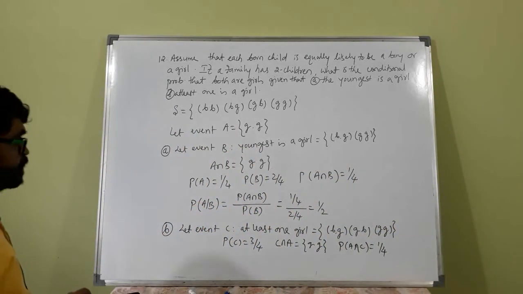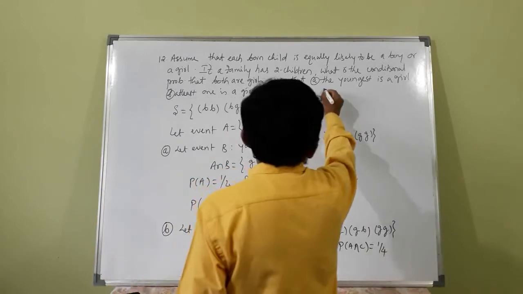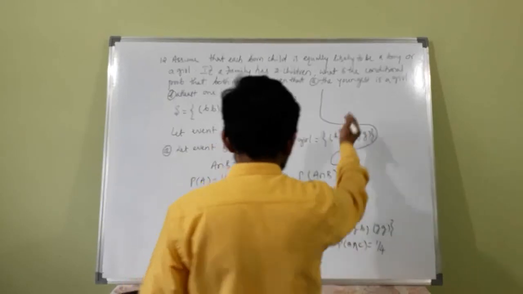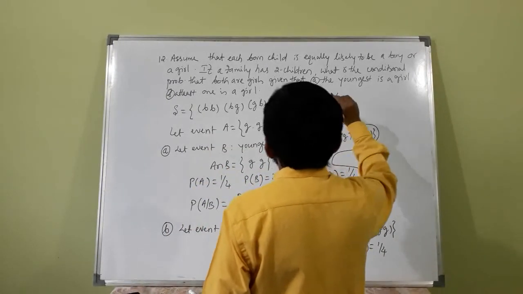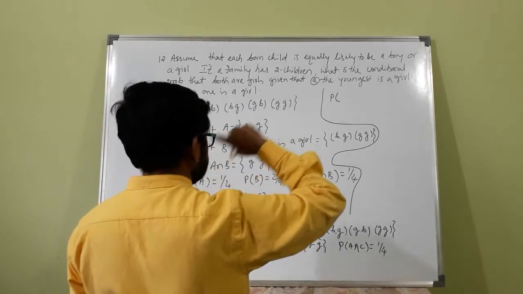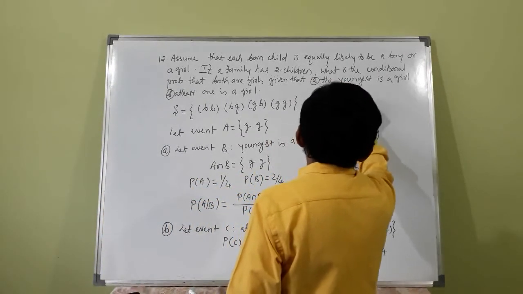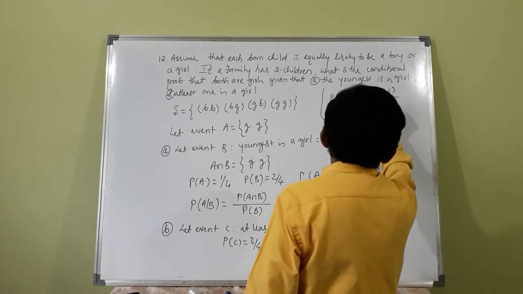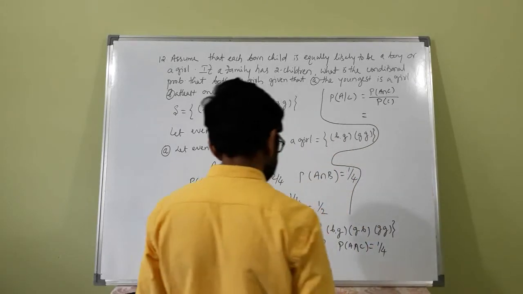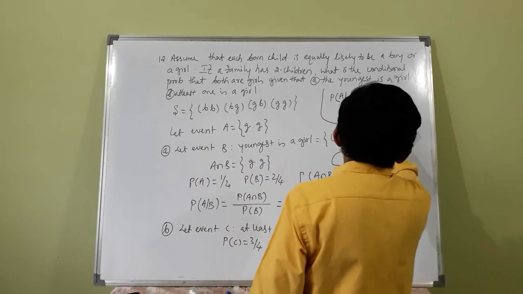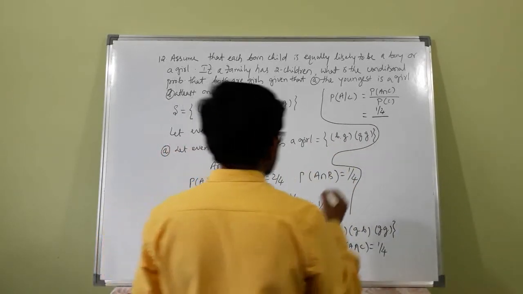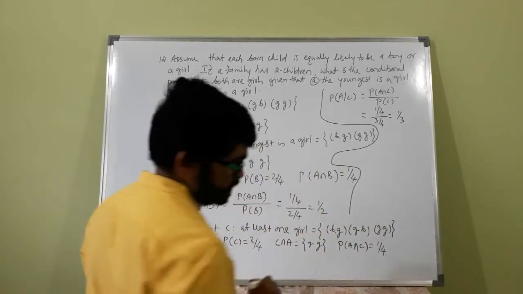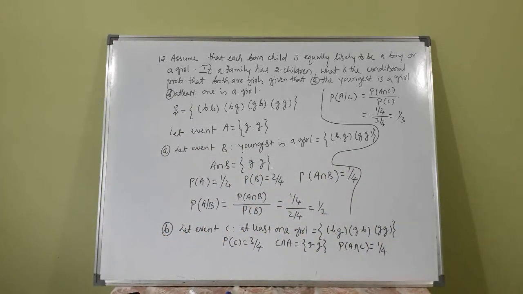So I will write here probability of at least one is girl. A given C is asked. A given C, probability of A intersection C divided by probability of C is equal to 1 by 4 divided by 3 by 4, is equal to 1 by 3. That is the required answer.